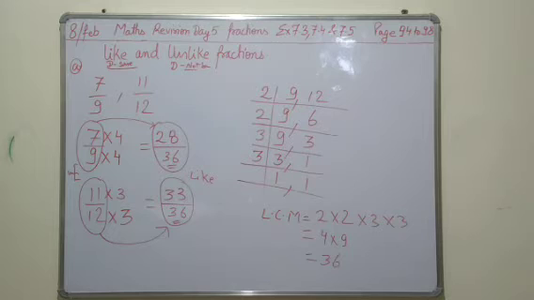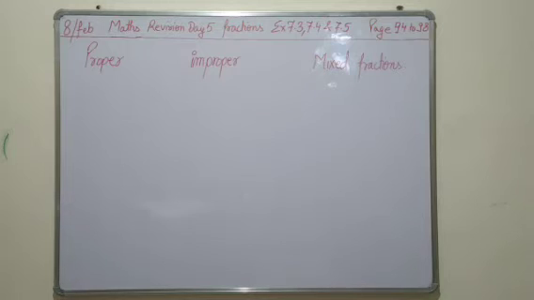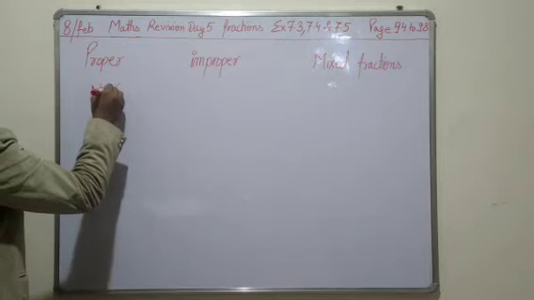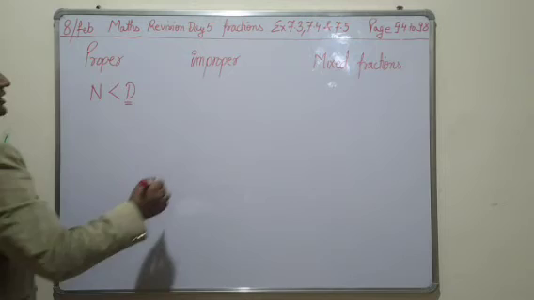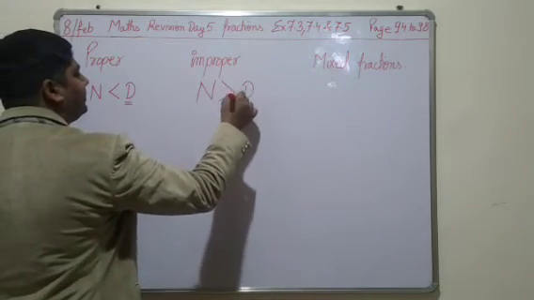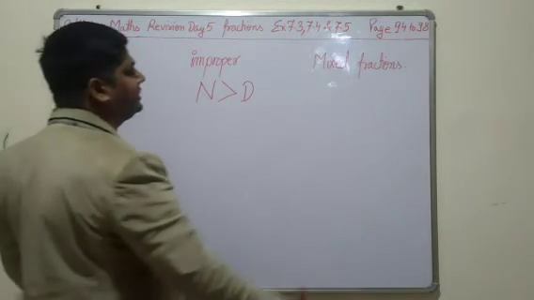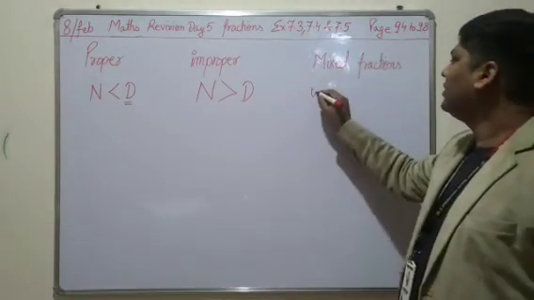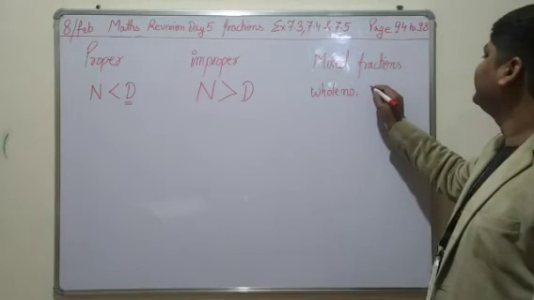Now we are moving to the proper, improper and mixed fraction. The proper fraction is when numerator is smaller than the denominator. Here denominator is bigger. Improper fraction is when numerator is greater than denominator. Mixed fraction is the fraction which is mixture of two things, that is a whole number and the proper fraction.